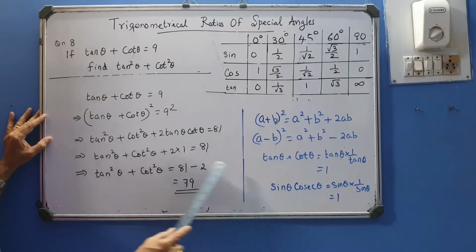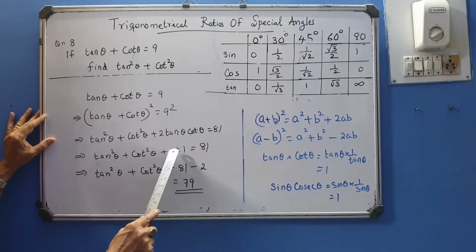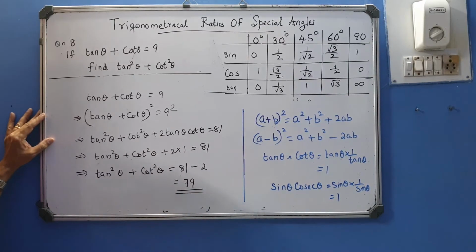Tan theta into cot theta is 1. So 2 into 1. Take 2 into 1 to the other side. 81 minus 2, which is 79.